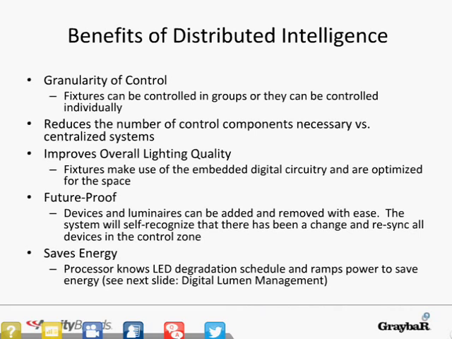It's also future-proof. Devices and luminaires can be added and removed with ease. The system will self-recognize that there's been a change in it, and it will resync all devices in the control zone. And it also saves energy. The microprocessor that's in there knows the degradation schedule of the LED, and how the LED and driver is going to perform, and it will ramp power to save energy. And we'll talk about that on the next slide.